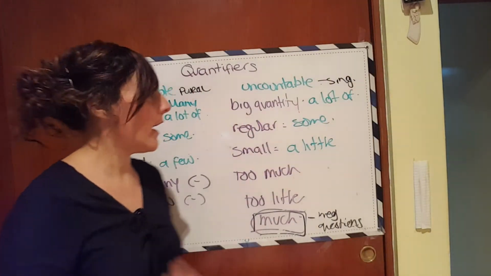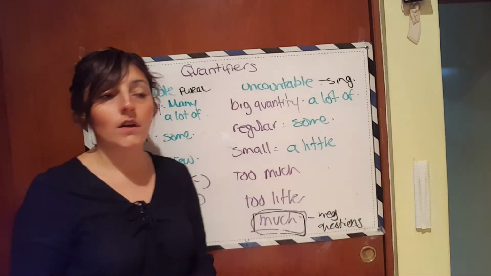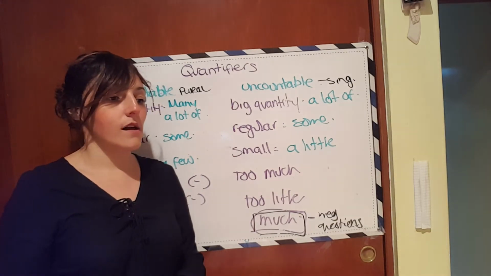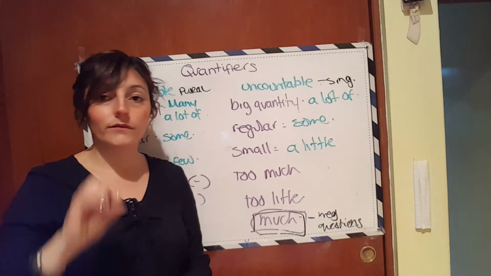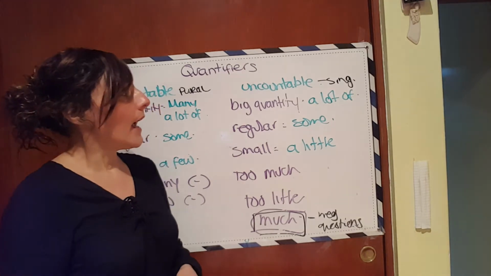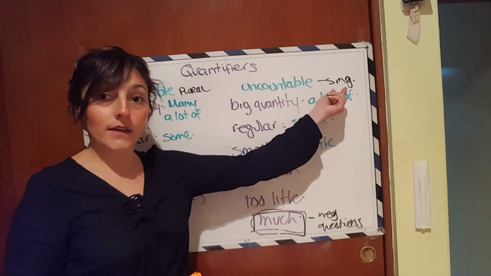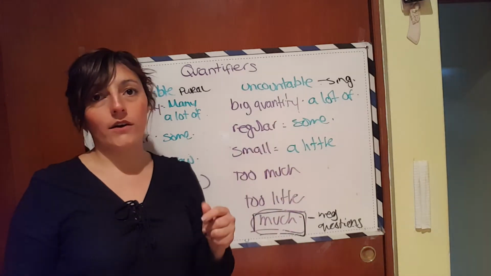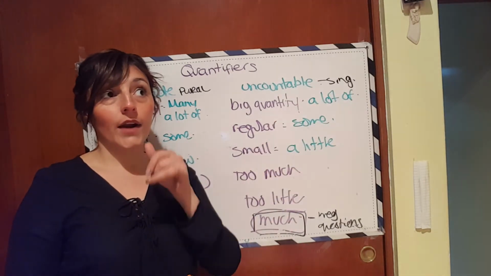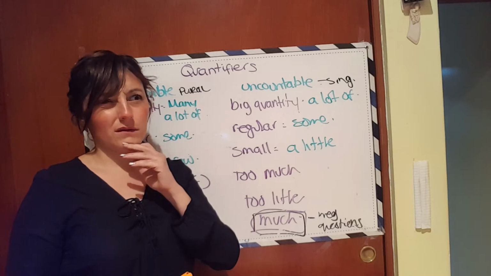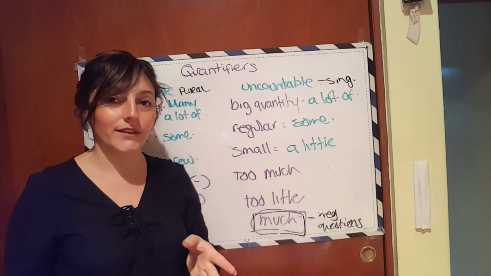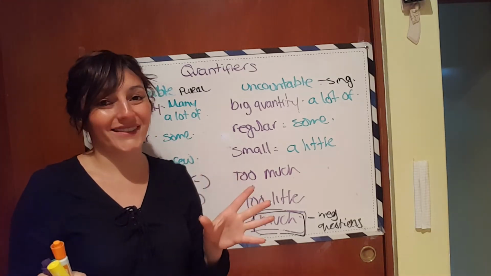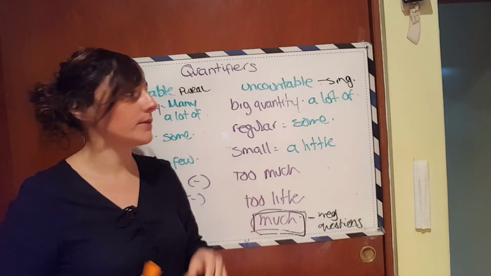We also have uncountable nouns. Uncountable, as the name says, you cannot count them, right? And my noun is normally in singular. It doesn't have a plural. For example, I cannot say, yesterday I drank 2 waters. What? That is not correct. Yesterday I drank water. It doesn't have a plural, right?